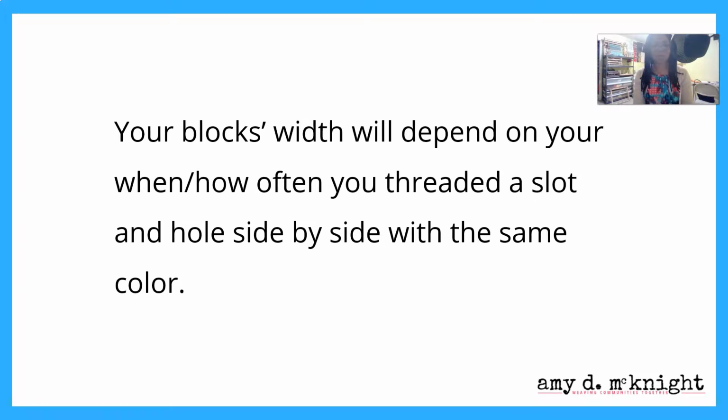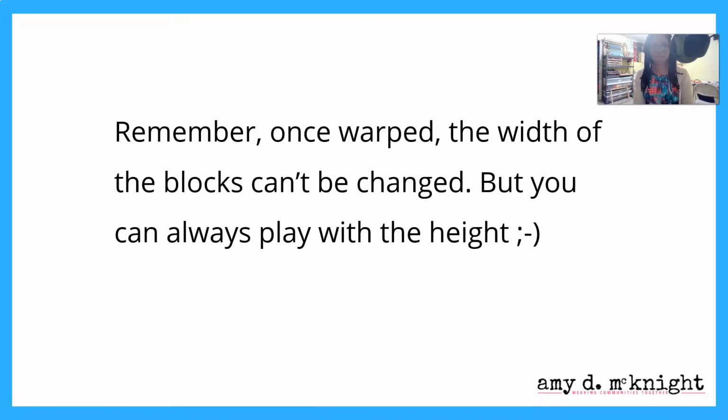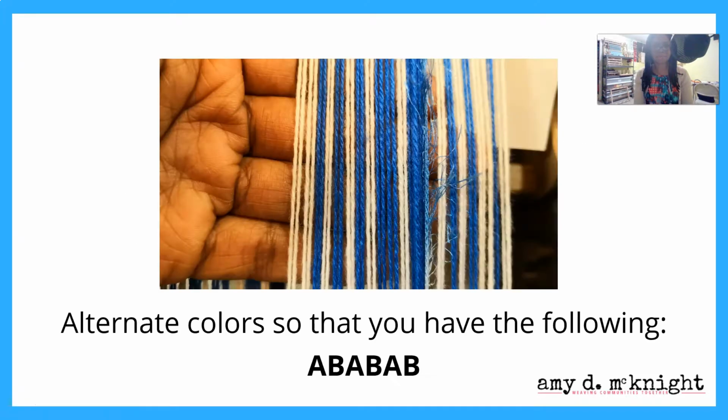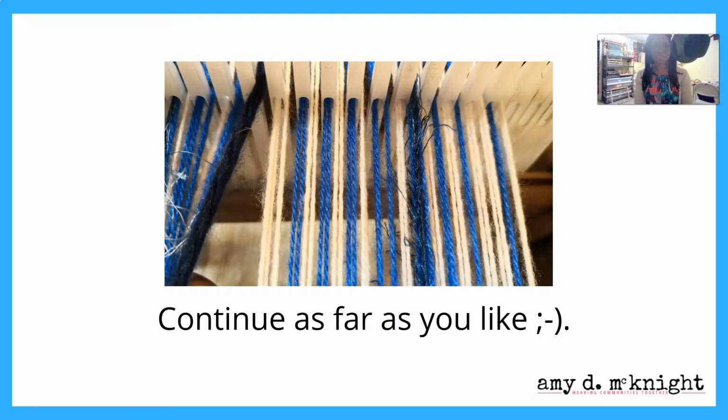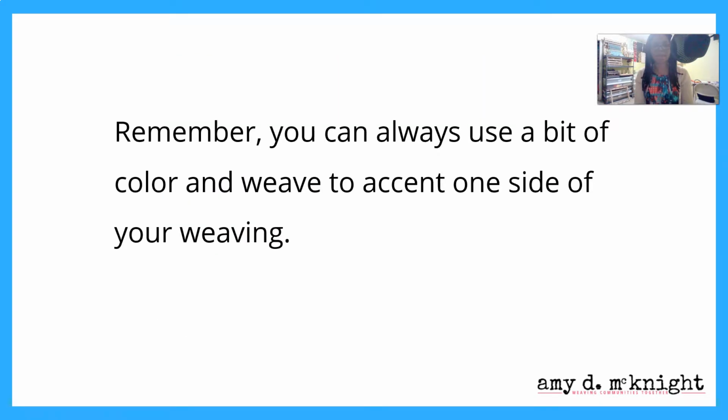Your block width will depend on when and how often you thread a slot and hole side by side with the same color. Remember, once warped, the width of your blocks cannot be changed, but you can always play with the height. So, this is what it looks like. You're alternating the colors so that you have A, B, A, B, A. And to change color in the pattern, you're going to thread the slot and hole with the same color as you see circled, and that's it. You can continue as far as you like.